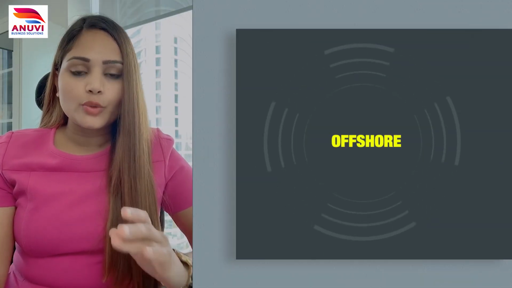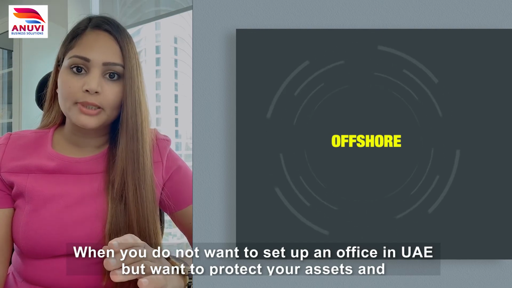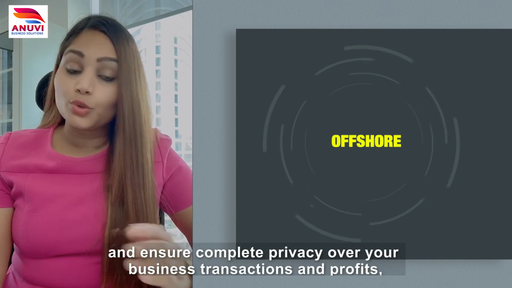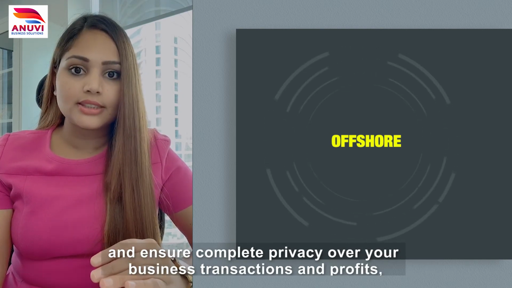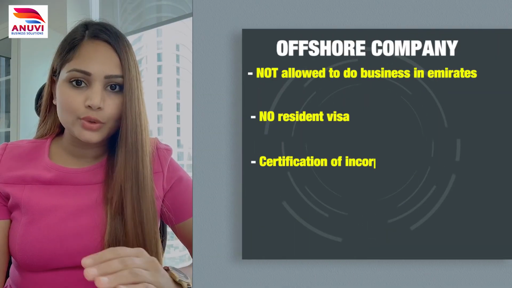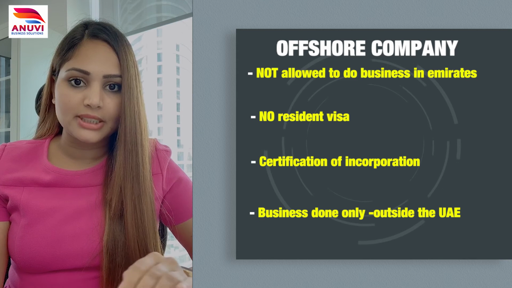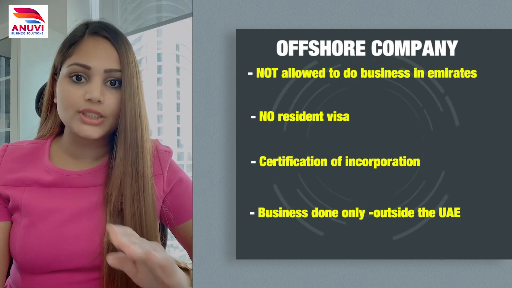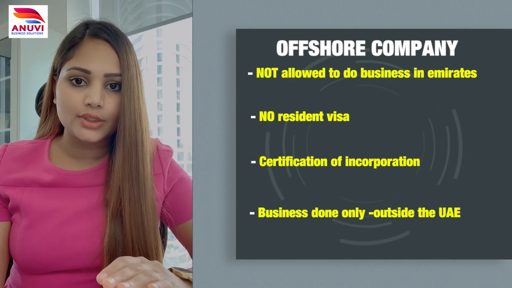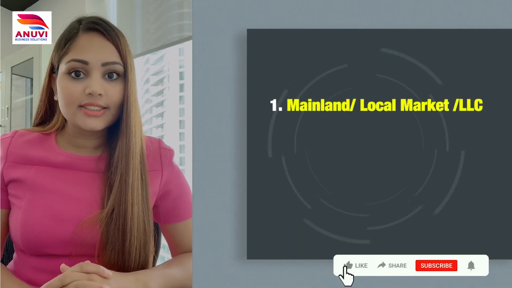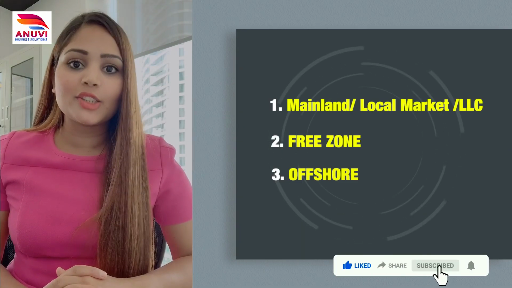Now, last but not least, the offshore companies. Offshore companies are generally for when you don't want to set up an office in the UAE but just want to protect your assets and you want complete privacy in your business. In offshore companies, you are not allowed to do business in the UAE, and you can't even apply for residency visas. You just get a certificate of incorporation and you can do business outside the UAE with this legal document. So now we understand the difference between free zone, mainland and offshore companies.